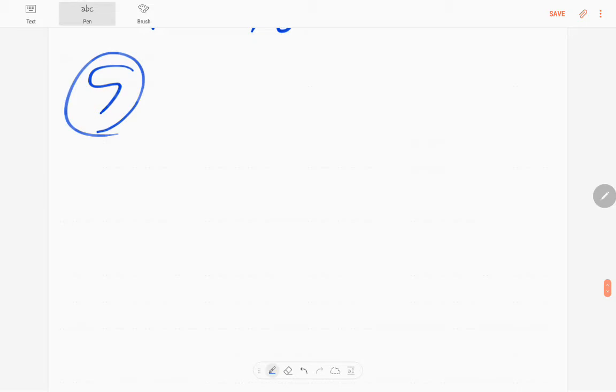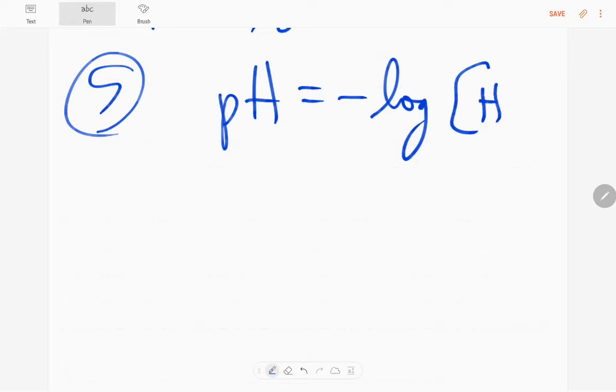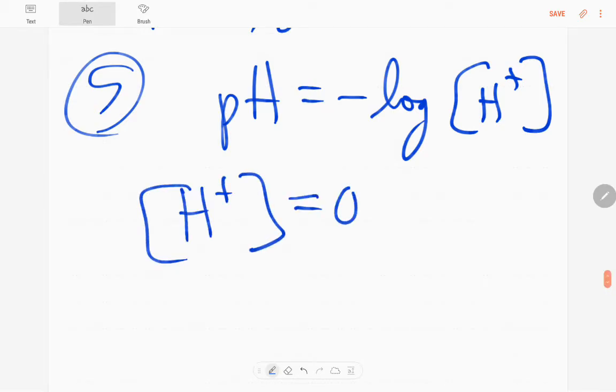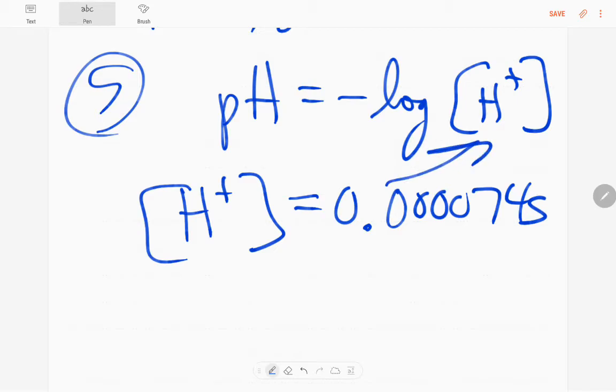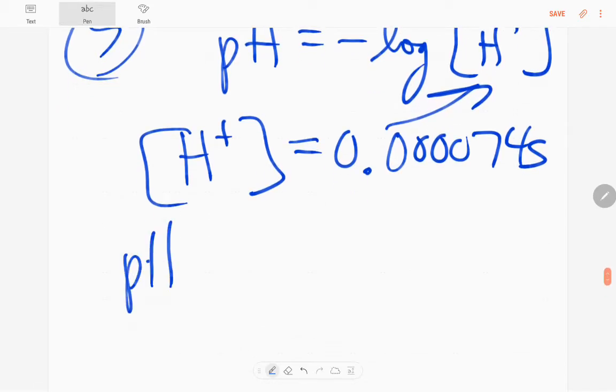To simplify the measurement of the acidity or basicity of a solution, the pH measure was developed. The pH is given by this formula, where H plus is the concentration of hydrogen ions in moles per liter in the solution. Find the pH when the hydrogen ion concentration is the following number. Well, you really just have to plug that number in for H plus. It's just a calculator exercise.